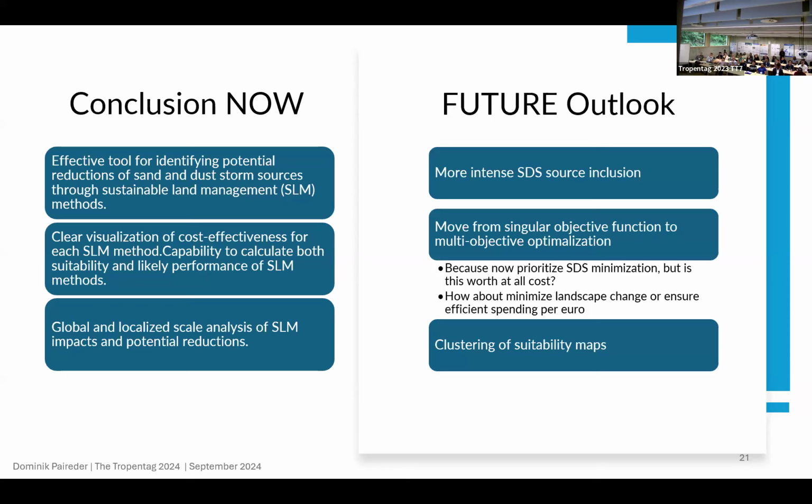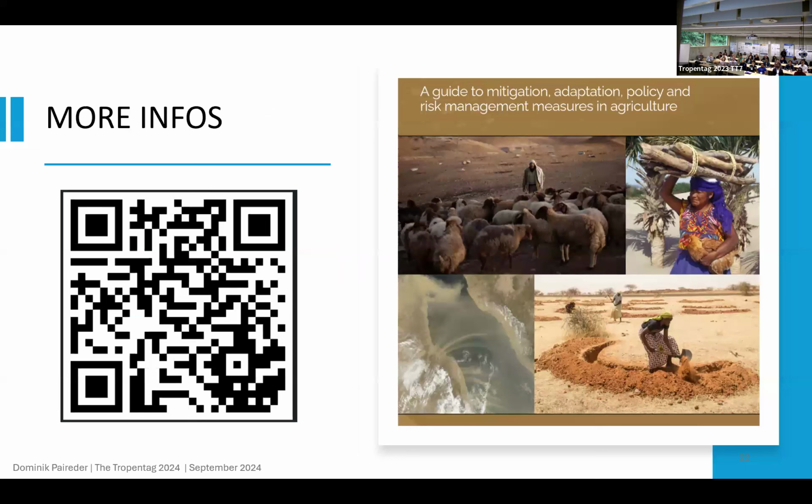I told you that we have the UNCCD map already there, but we are also going to map our own SDS source maps, risk maps. Then we move from the singular objective function to multi-objective optimization, and we do the clustering for suitability maps.